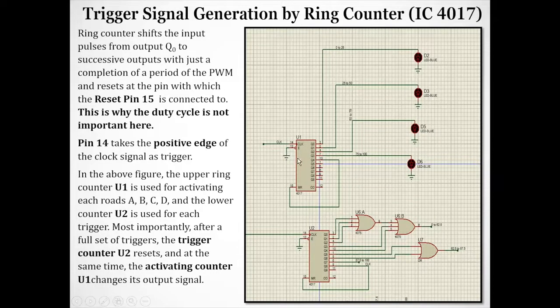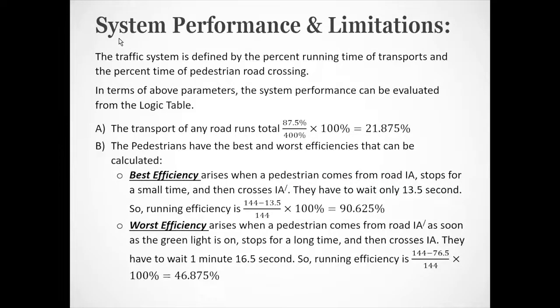In the first figure, counter U1, the upper ring counter, is used for activating road A from its output Q0, road B from its output Q1, road C from output Q2, and road D from output Q3. And the lower counter, U2, is used for each trigger from Q0 to Q7, and the Q8 pin is connected to pin 15 for reset.